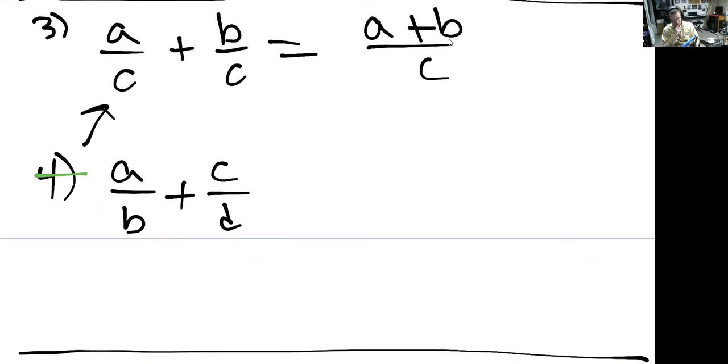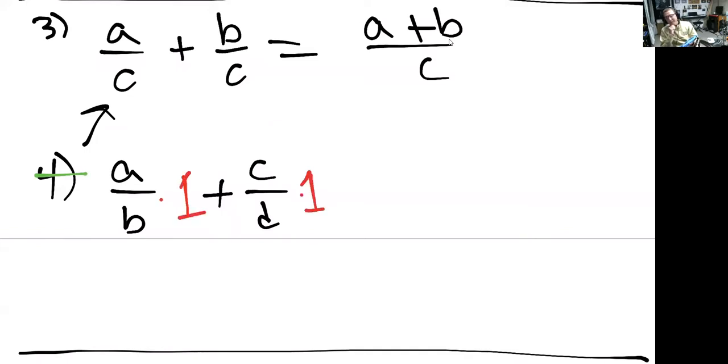And down here, we're going to try and force this set of fractions to have the same denominator. And the way we're going to do that, again, is by multiplying by 1 in both cases. So this fraction on the left has a B in the denominator. The fraction on the right has a D. The way we're going to multiply by 1 and force these denominators to be the same is we're going to multiply by the factor that's missing in one of them.